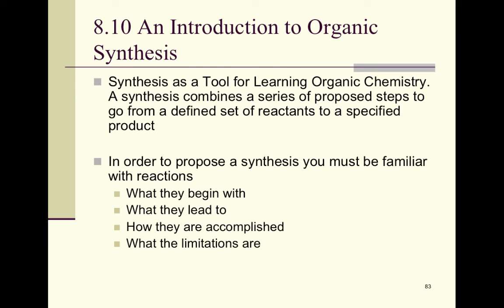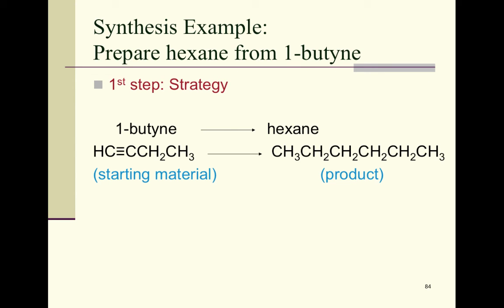A synthesis combines a series of proposed steps to go from a defined set of reactants to a specified product. In order to propose a synthesis, you must be familiar with all the reactions. You need to know what they begin with, what they lead to, how they're accomplished, and what their limitations are. Here's a synthesis example. We're going to prepare hexane from 1-butyne.